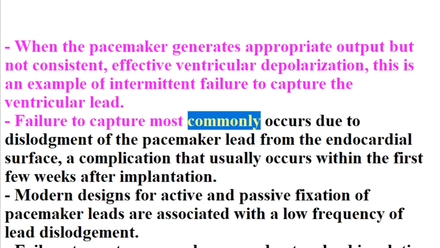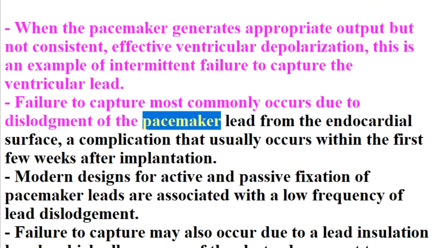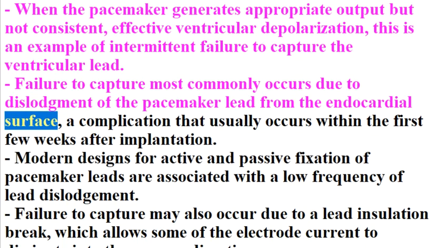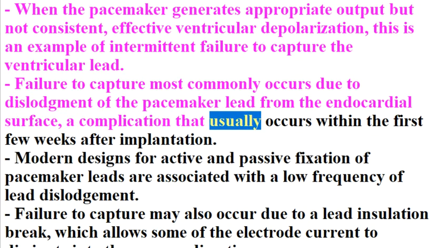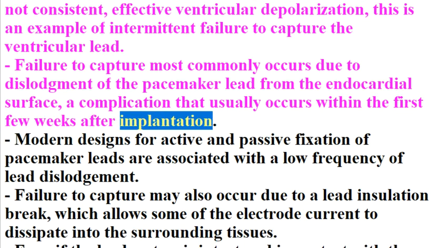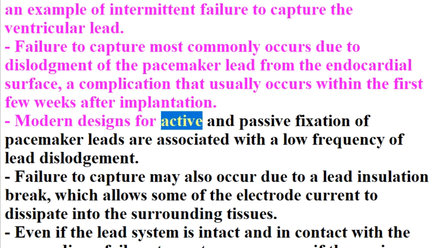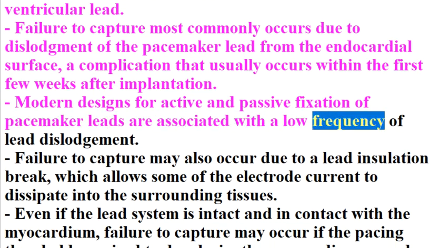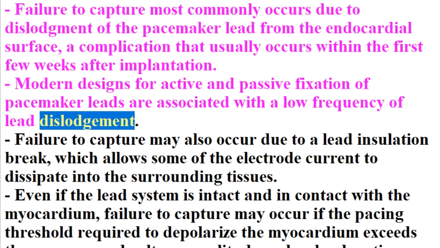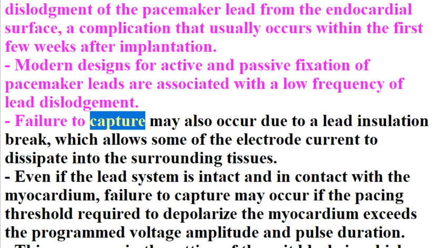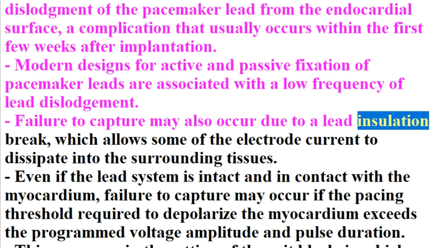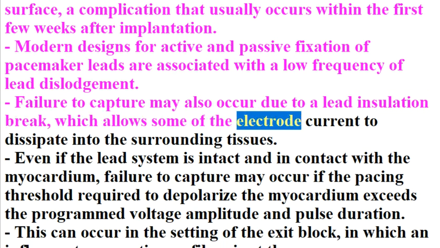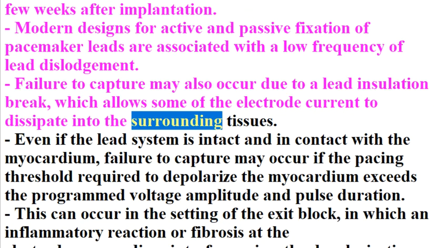Failure to capture most commonly occurs due to dislodgement of the pacemaker lead from the endocardial surface, a complication that usually occurs within the first few weeks after implantation. Modern designs for active and passive fixation of pacemaker leads are associated with a low frequency of lead dislodgement. Failure to capture may also occur due to a lead insulation break, which allows some of the electrode current to dissipate into the surrounding tissues.